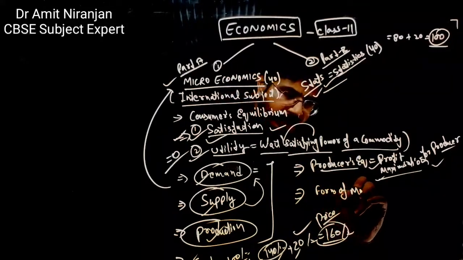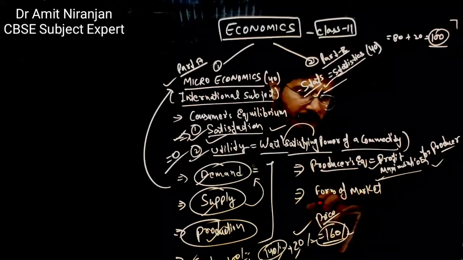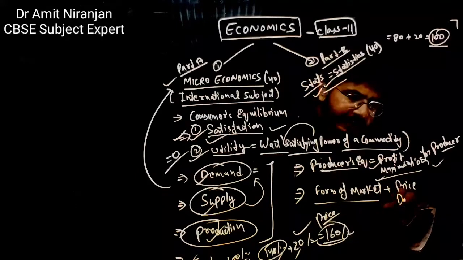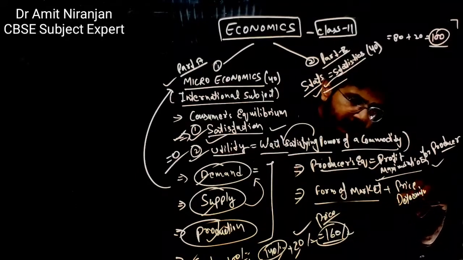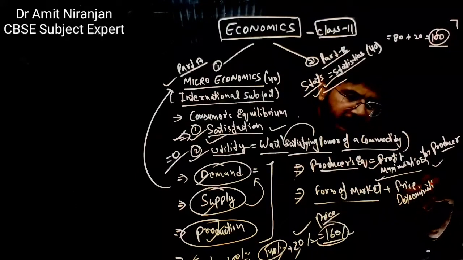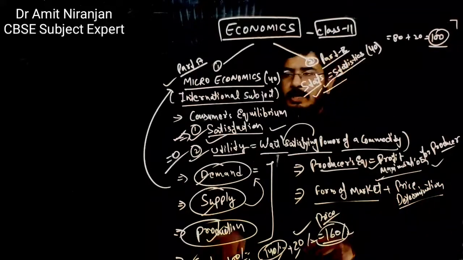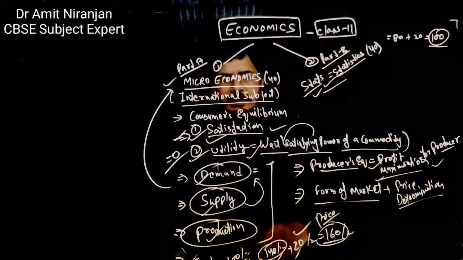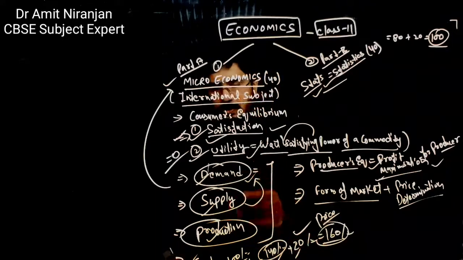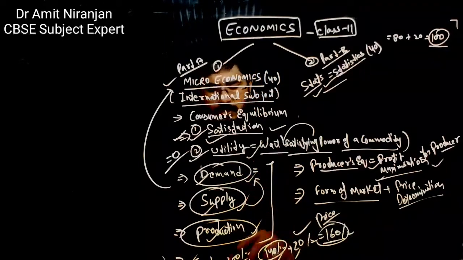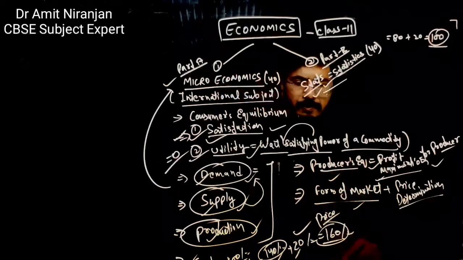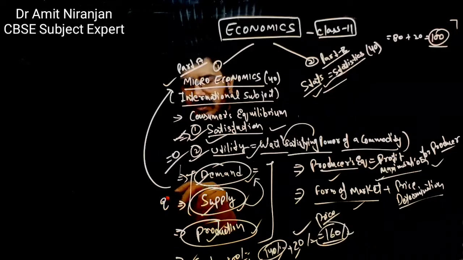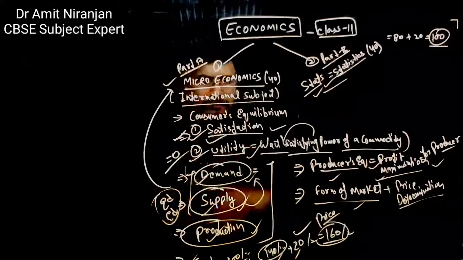Forms of market is a very interesting topic, and with it there is another concept that is called price determination. What is it? Price determination. Come on, repeat. Price determination. So these are the chapter number 1 related to your consumers and the basic concepts of economics. Chapter number 2 is demand, supply, production, cost, revenue, producer equilibrium, and forms of market. A little bit of numerical is also given in this chapter, and the numerical is ED and ES. Later on we will discuss.